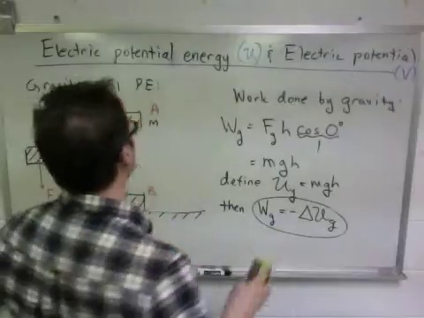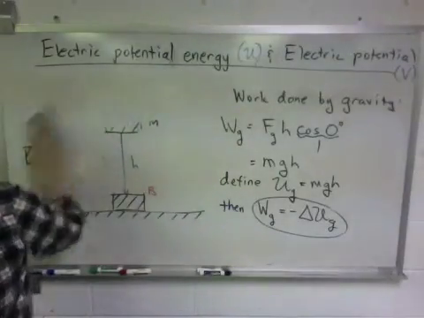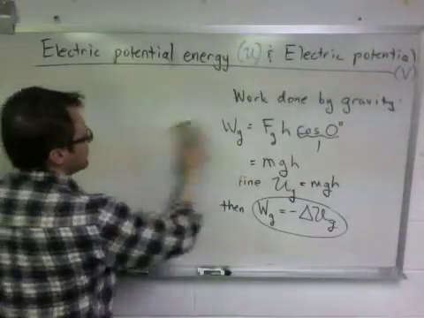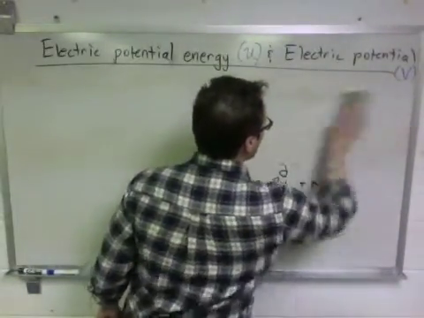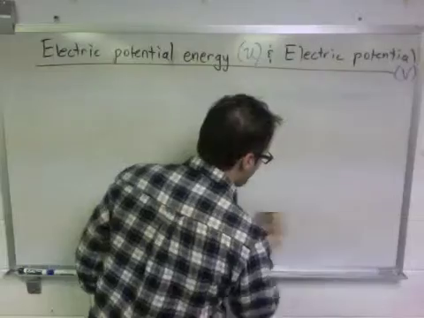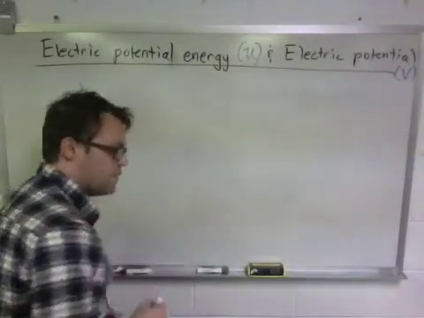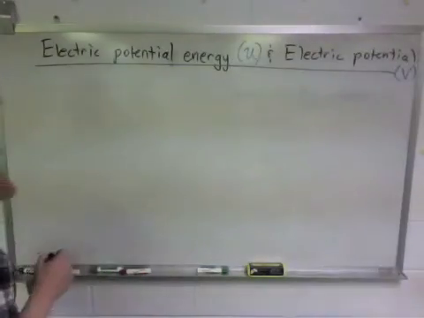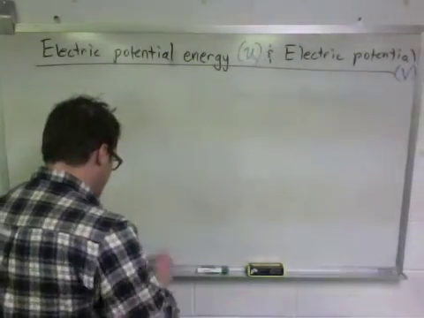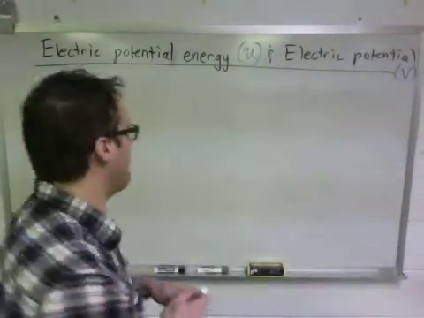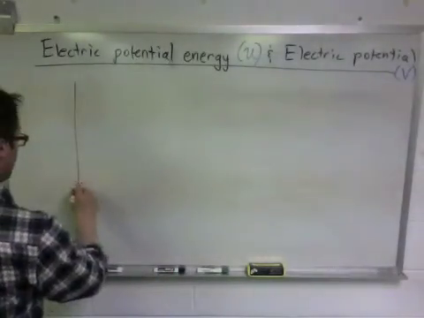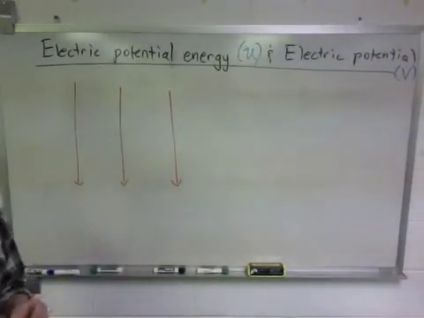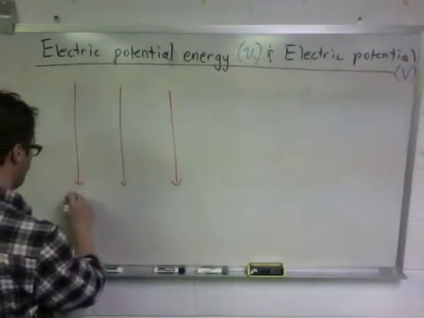What about electric potential energy? Well, you guys have already seen that there's a lot of similarity between the electric force, aka Coulomb's law, and gravitational force, Newton's law of universal gravitation. Let's imagine that in some region of space, I have an electric field that points down. It's uniform and it points down. Okay, so here's my electric field.